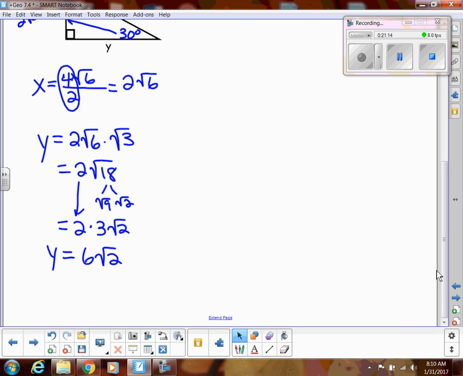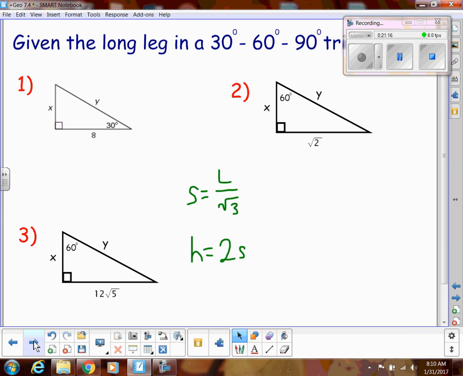Okay. One more type. And that's what if we're given the long leg. In all of these, we are given the side across from the 60-degree angle. Again, the strategy is the same. If I'm not given the short leg, find the short leg first. If I'm starting with the long leg, then instead of multiplying by root 3, I need to divide by that root 3. So the short leg will be the long leg divided by root 3. And then once I have that, I will double that for the hypotenuse.